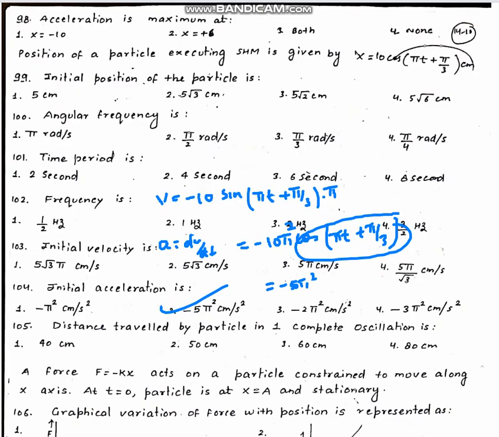Next is distance traveled by the particle in one complete oscillation. So this is 4A. So that will be 4 into 10 centimeter, which will be 40 centimeter.